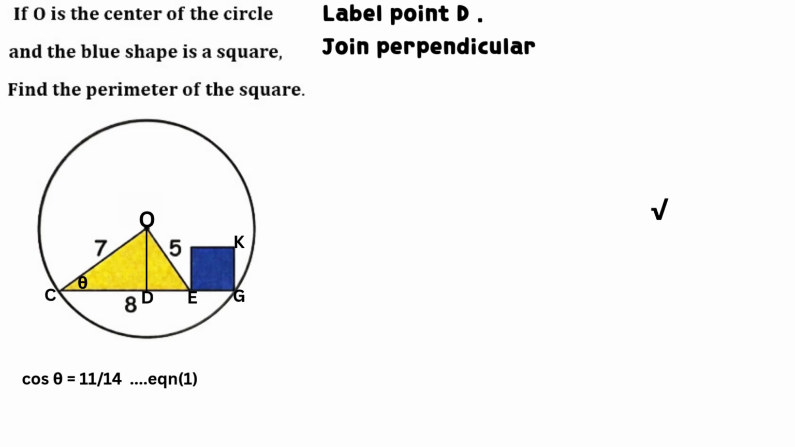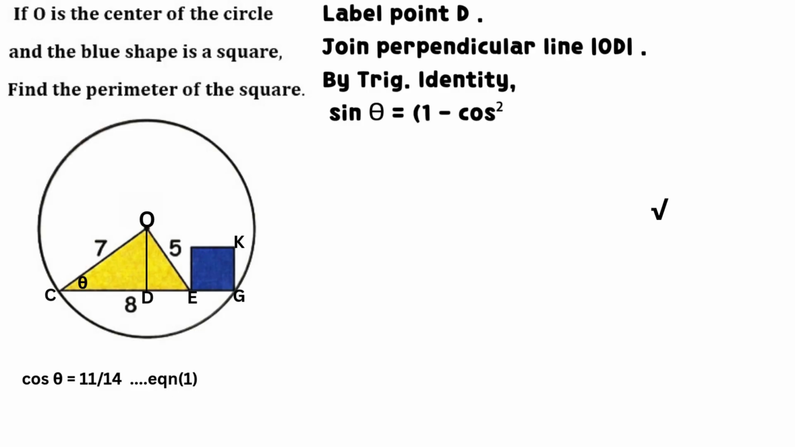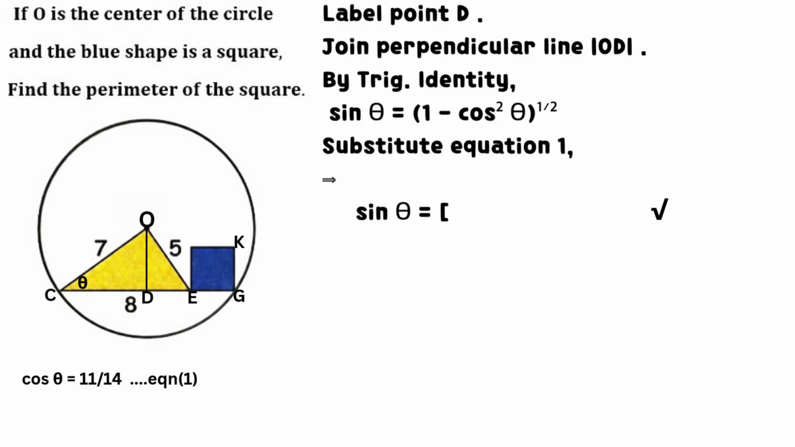Label point D. Join perpendicular line OD. By trigonometric identity, sine theta equals the square root of 1 minus cosine square theta. Substitute equation 1. This implies that sine theta equals the square root of 1 minus the square of 11 divided by 14, which simplifies to 5 times the square root of 3, all divided by 14.